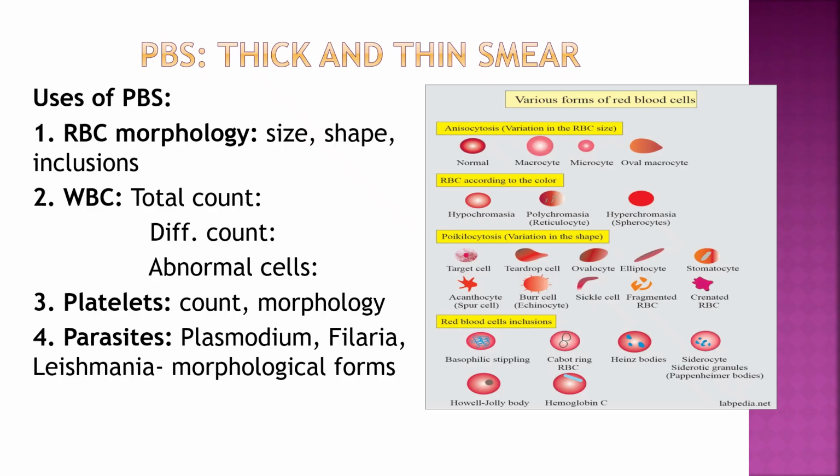Then parasites like plasmodium, filaria, leishmania, different morphological forms: ring form, trophozoite form, gametocyte form, schizont form, or in filaria, microfilaria, we can see. So this is reporting of a PBS.